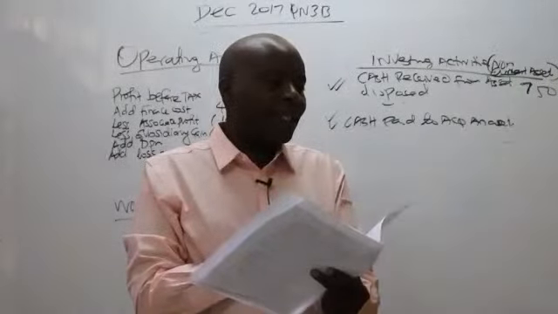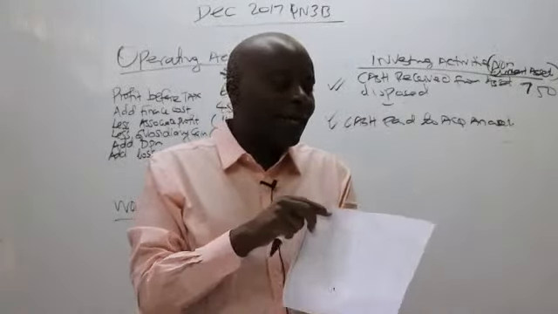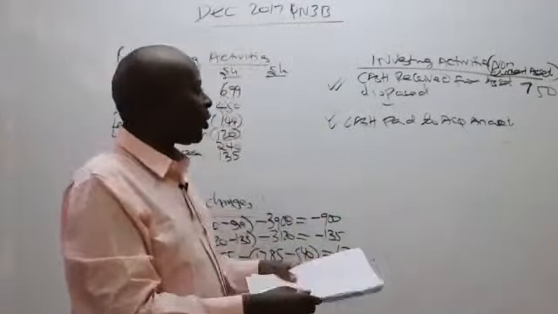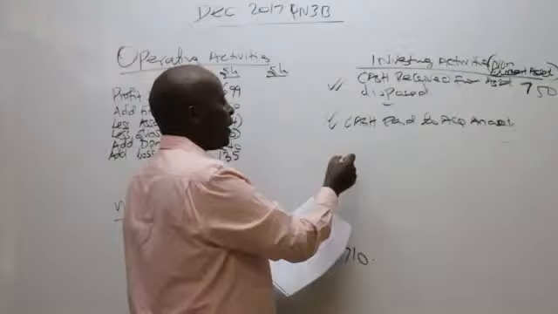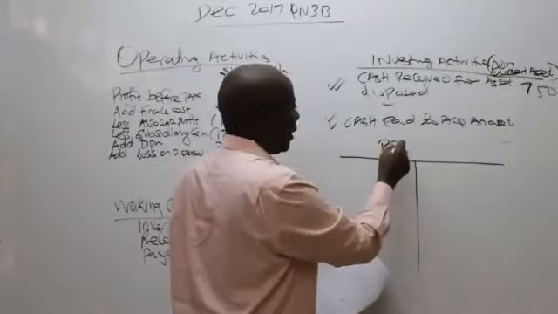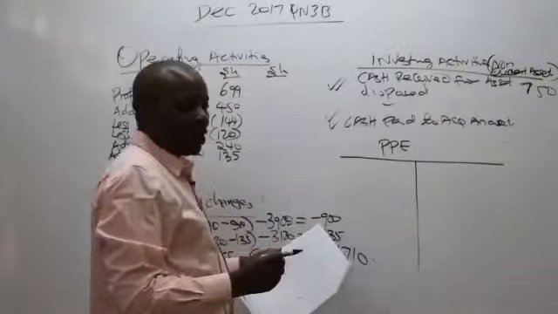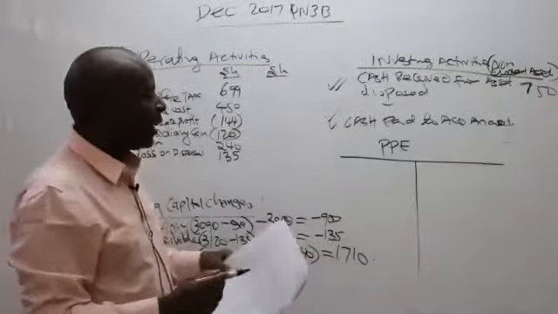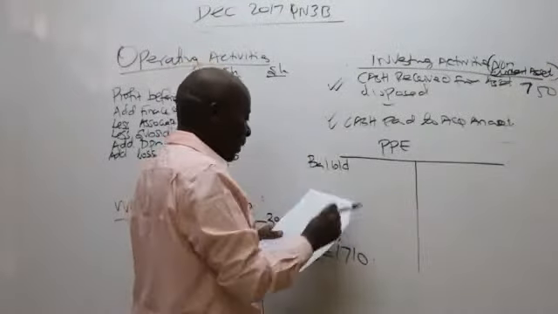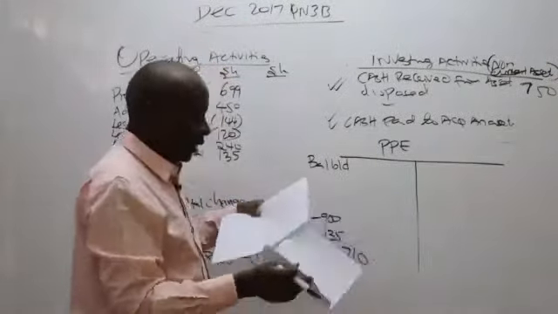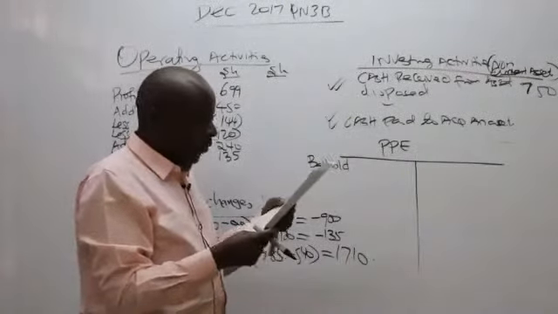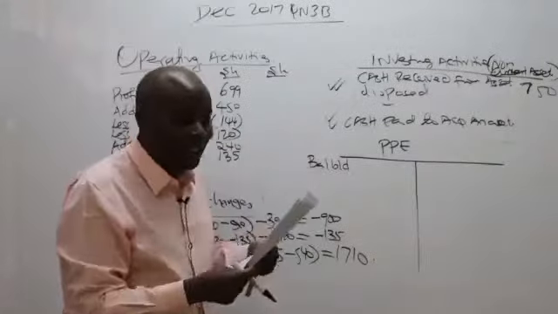Hapa itabidi, ladies and gentlemen, tuchore T account. Ingawa mimi sipendi T account at all, but please let's do a T account for this property, plant and equipment. Si ni asset. So nasema hapa balance brought down. Balance brought down ilikuwa ngapi somebody ya PPE?